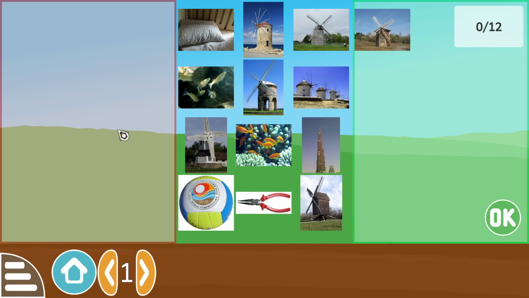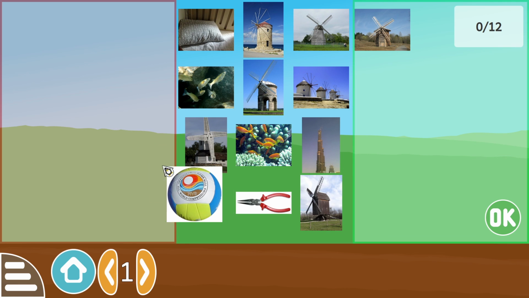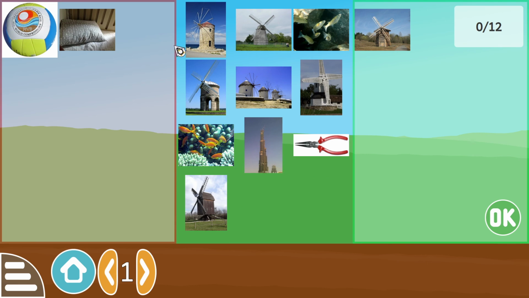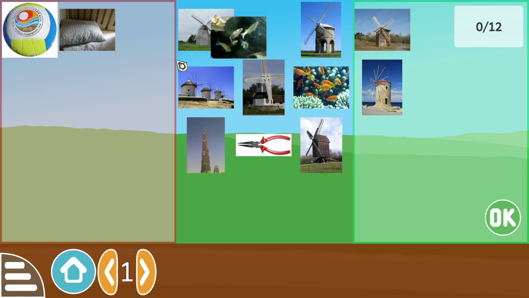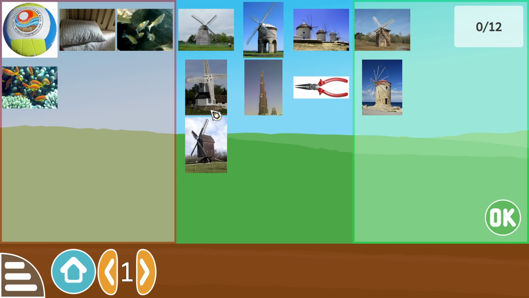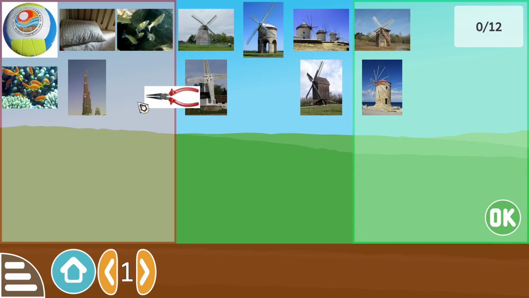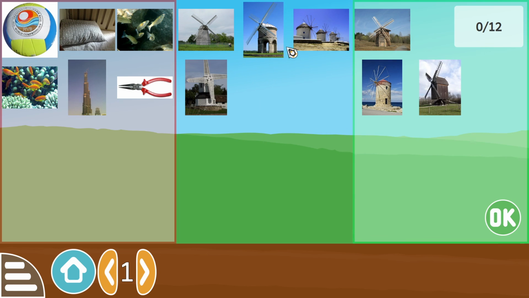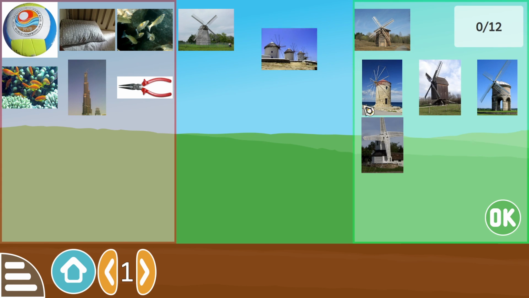Onto renewable sources. So sources of renewable energy. It's like wind, solar panel, and dams. So a ball isn't, pillow isn't. The windmill is. The fish aren't. A tower by itself isn't. And neither are the pliers. So all of these that are renewable energy are windmills.